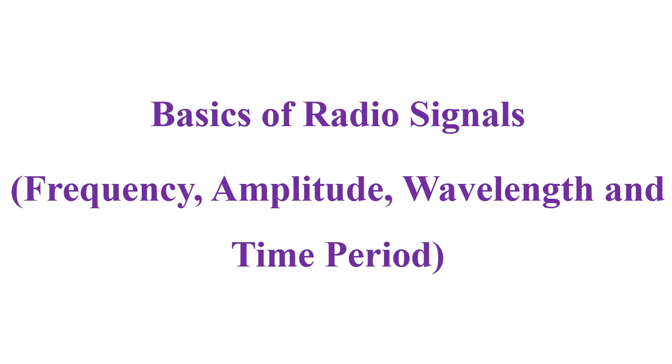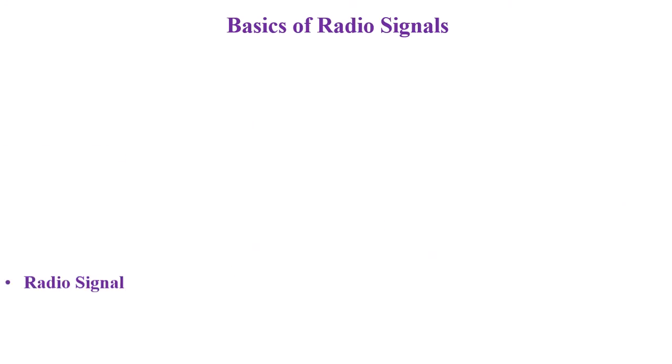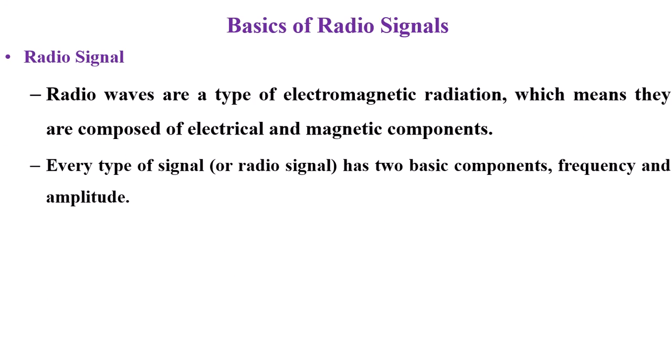Now the basics of radio signals like frequency, amplitude, wavelength, and time period. Number one is radio signals. These waves are a type of electromagnetic radiation, which means they are composed of electrical and magnetic components. Every type of signal has two basic components. Number one is frequency and number two is amplitude.